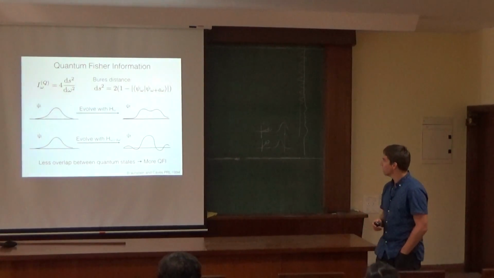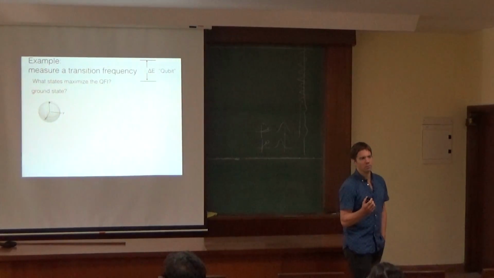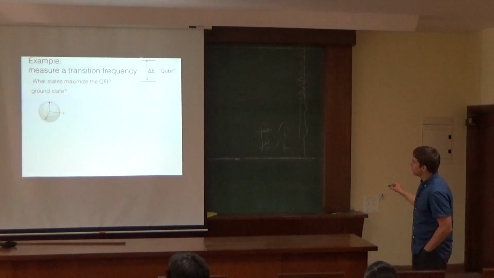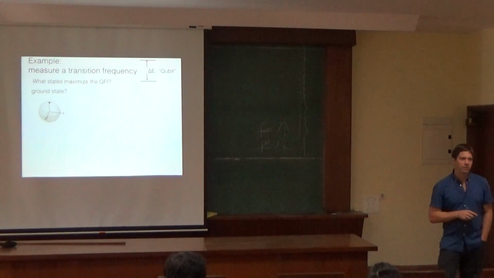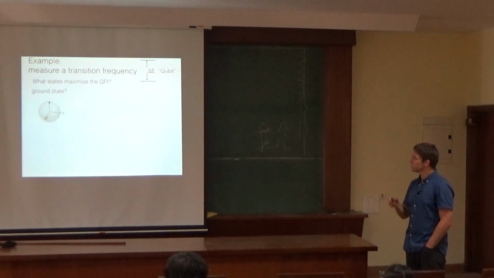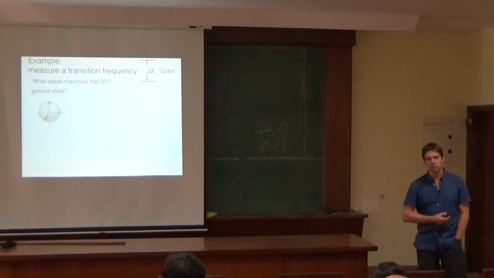So I will give you an example. I think that's exactly what I'll do right now. Let's go back to the example of the cesium clock. Remember, we're measuring the frequency difference between the ground state and the excited state, or these two hyperfine levels. It's a two-level system, so I'll think of it as a quantum bit, a qubit. We think in the language of qubits, but this could be anything, just measuring the energy difference between any two levels of a system. So very general. We want to measure the transition frequency of this qubit. Let's think about what states of this quantum bit would maximize the quantum Fisher information.